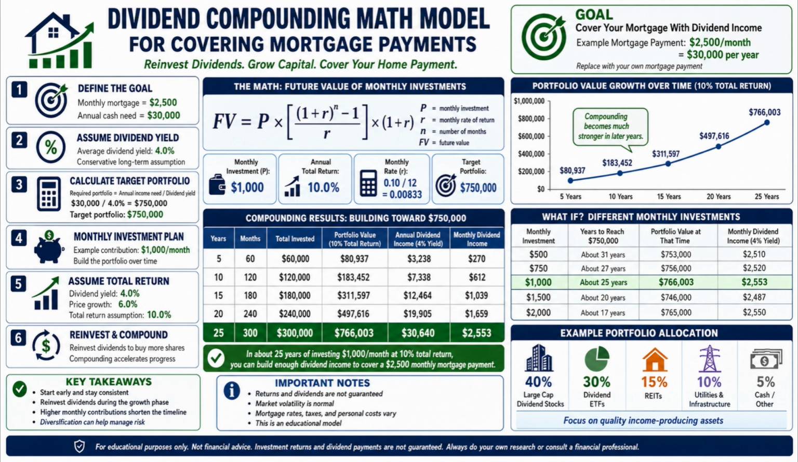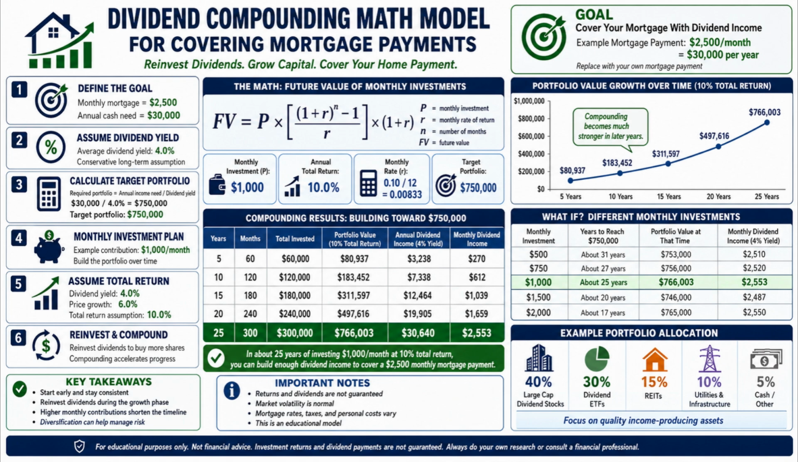In addition, the example portfolio allocation focuses on income-producing assets. It includes 40% in large-cap dividend stocks, 30% in dividend exchange-traded funds, 15% in real estate investment trusts, 10% in utilities and infrastructure, and 5% in cash or other assets. This type of diversification may help spread risk across different income sources. Most importantly, dividend reinvestment plays a major role during the growth phase. Instead of spending dividends early, reinvesting them can help buy more shares. Those additional shares may generate more future dividends, which can accelerate the compounding process over time.